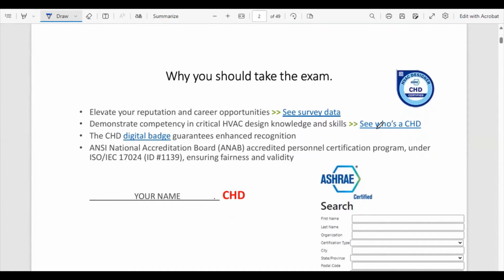The CHD exam is a credential offered by ASHRAE. So if you pass this exam, after your name, the CHD will be added. And it is going to give you a huge career opportunity as you are a CHD. It means you already know all the rules and regulations that need to be known as a HVAC designer. Employability opportunities are very high if you are a CHD.